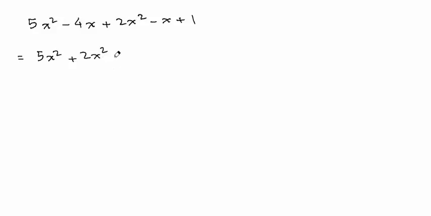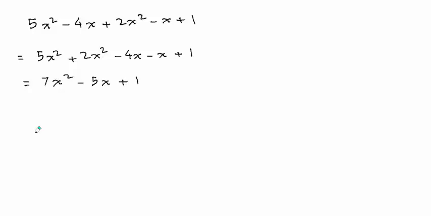And then we have a minus 4x and a minus x. So these two form like terms. And then we have the constant in the end, plus 1. Combine these two. 5 and 2 is 7. 7x squared. And then negative 4 and negative 1. There's a 1 here. Let's not forget. And that's negative 5x plus 1.